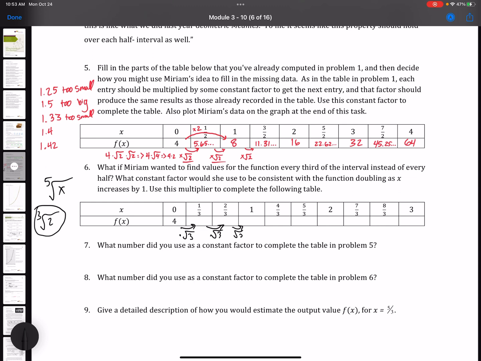Because 4 times the square root of 3 is 6.92. And then times the square root of 3 is 12, just 12. And then times the square root of 3 is 20.78. That is not too big and so that is false.